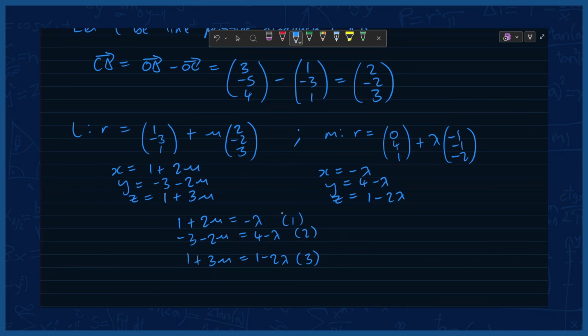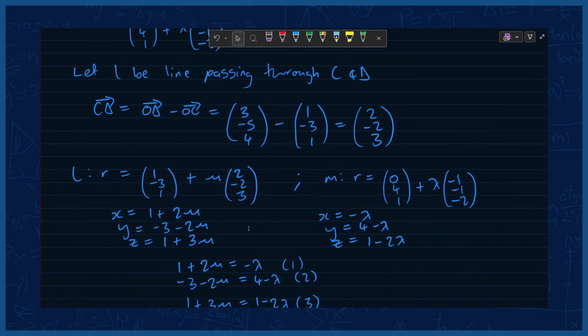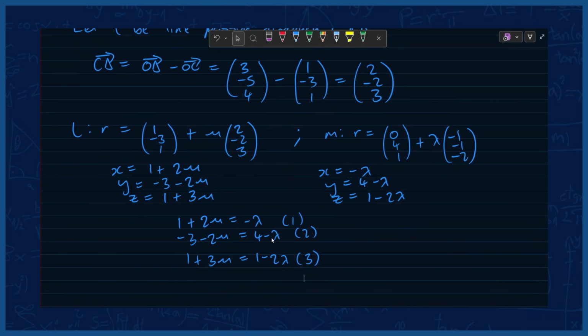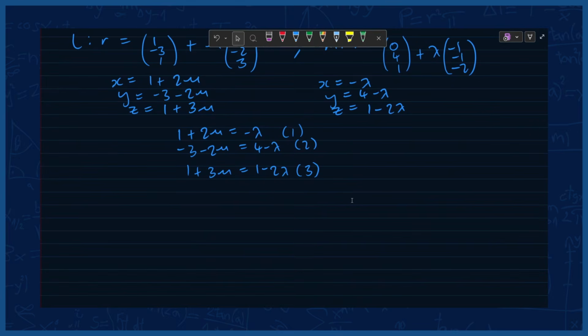That's equation 3. Our goal here is, if we know what either lambda or mu is, we can then find the point of intersection, because this gives us the coordinates of any point that lies on line L. What differentiates each point is just its value of mu. So we just need to find either the exact value of mu at our point of intersection or the exact value of lambda. We can do that by solving simultaneously.